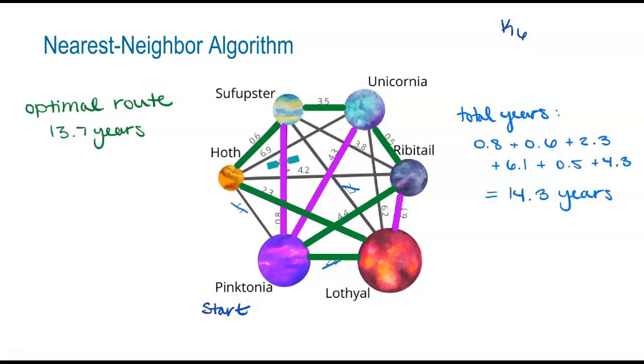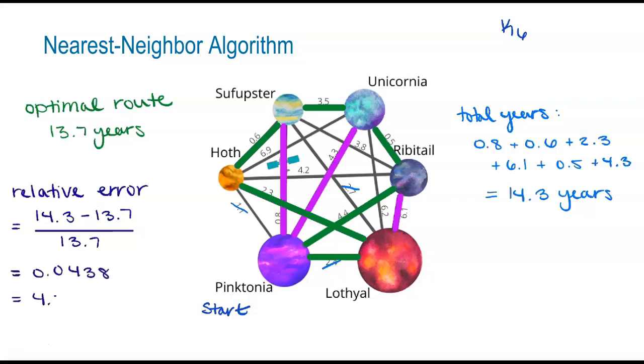Let's quickly calculate our relative error. Relative error is equal to the total that we got, 14.3, minus the optimal route, 13.7, divided by the optimal route, 13.7. We find that our relative error in this case is about 4.4%. The route that we found using the nearest neighbor algorithm is 4.4% more time than the optimal route.